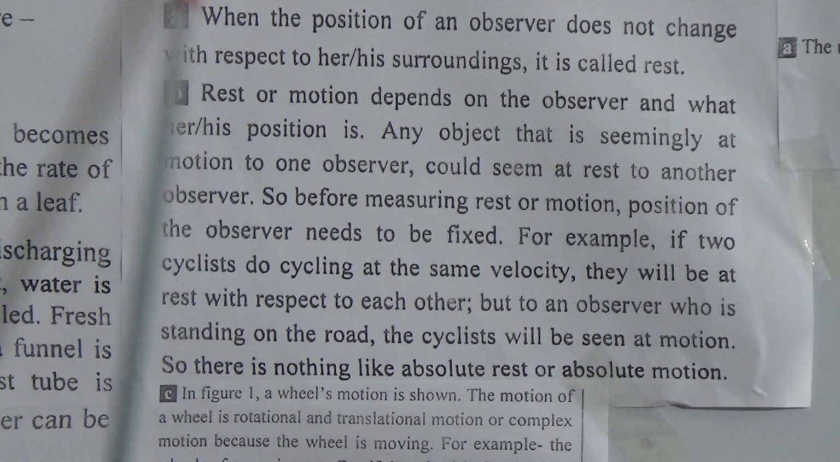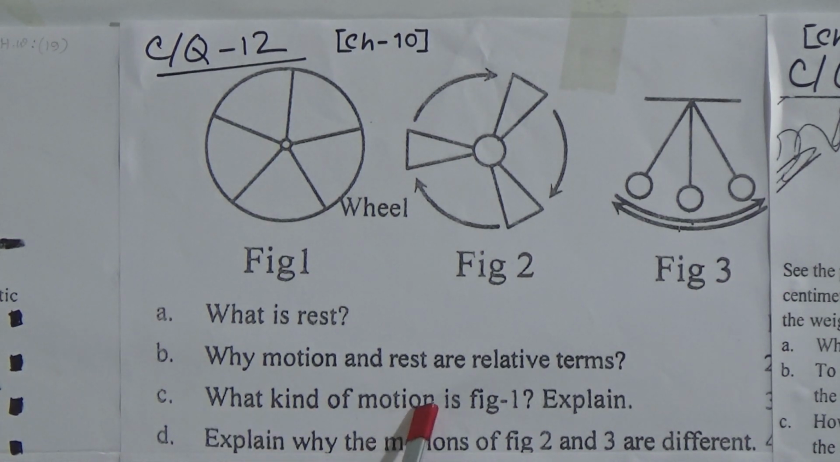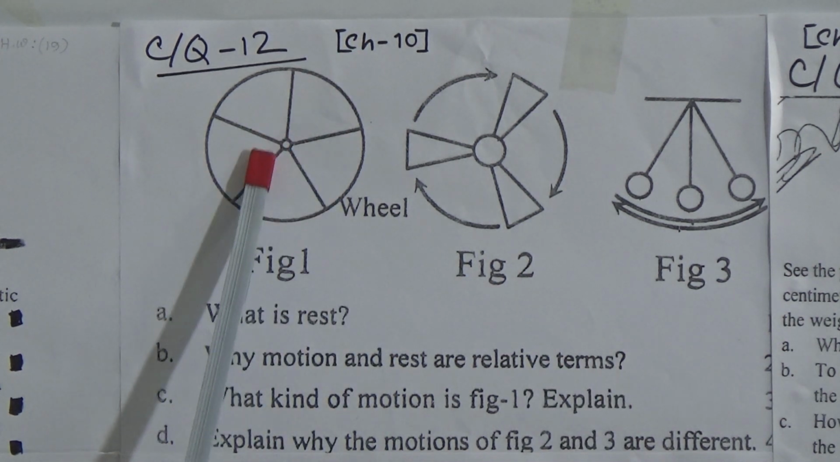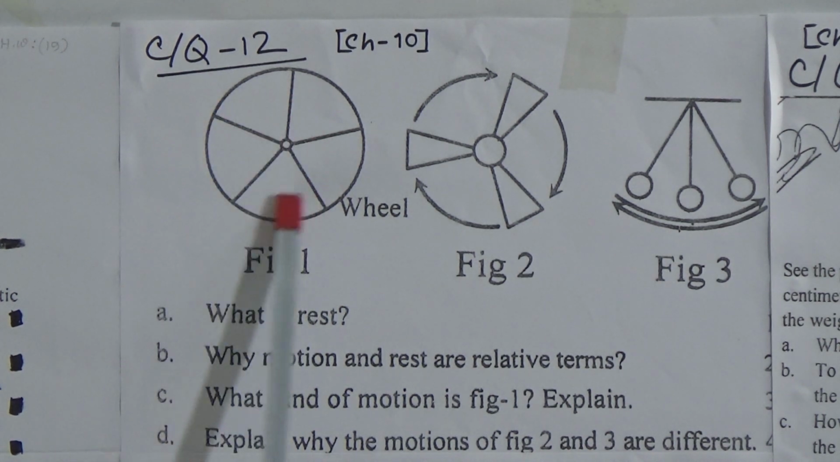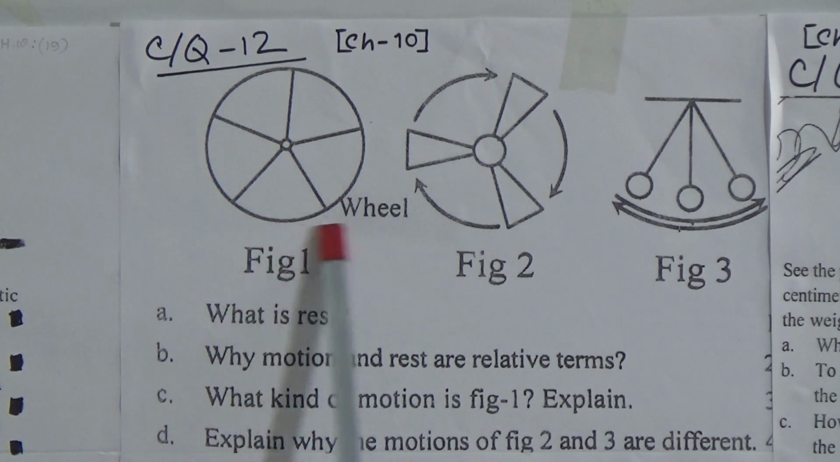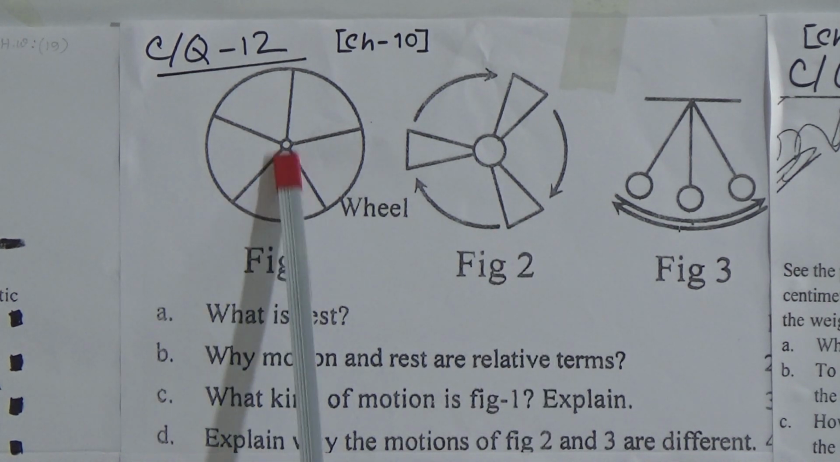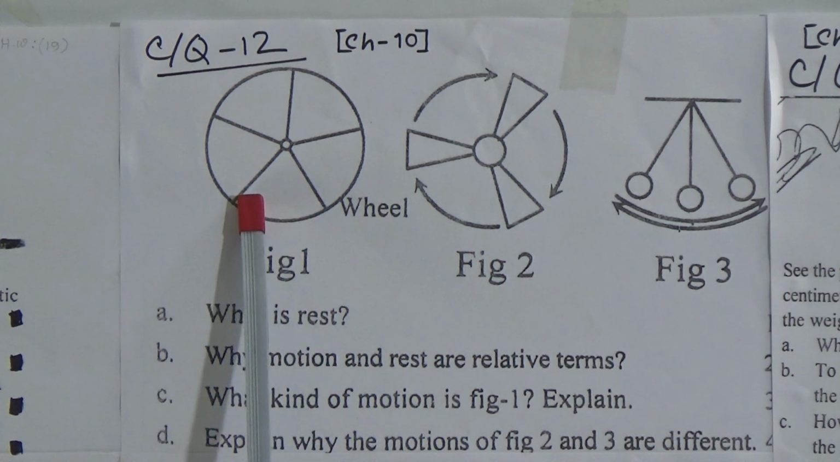Now, come to the stem and question. Question number C. What kind of motion is figure 1? Explain. Now, come to the figure. This is the wheel, and when this wheel is moving, it has a rotational motion, but when it is moving, it also traverses a straight linear path. That's why it has translational and rotatory motion. It has a complex motion.